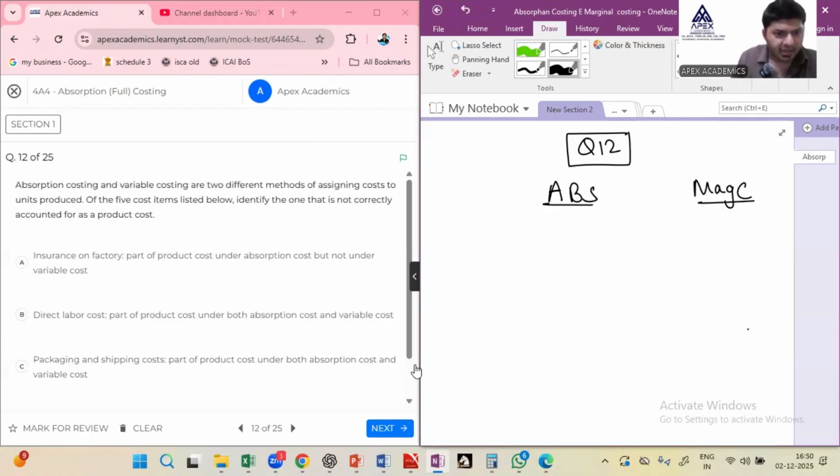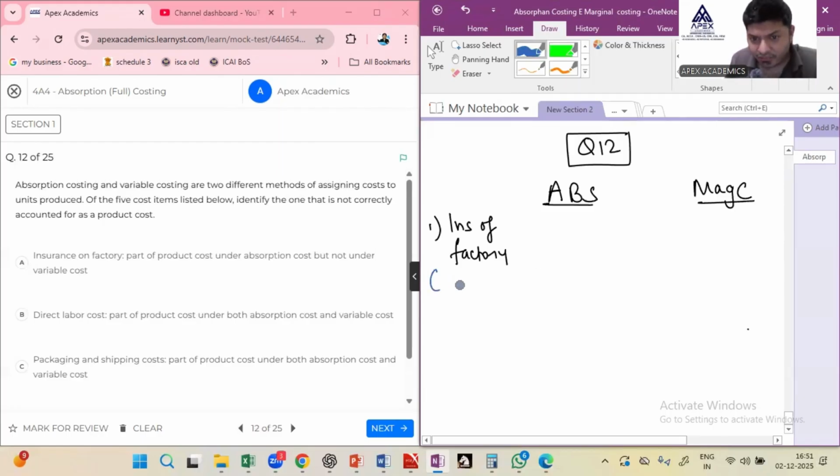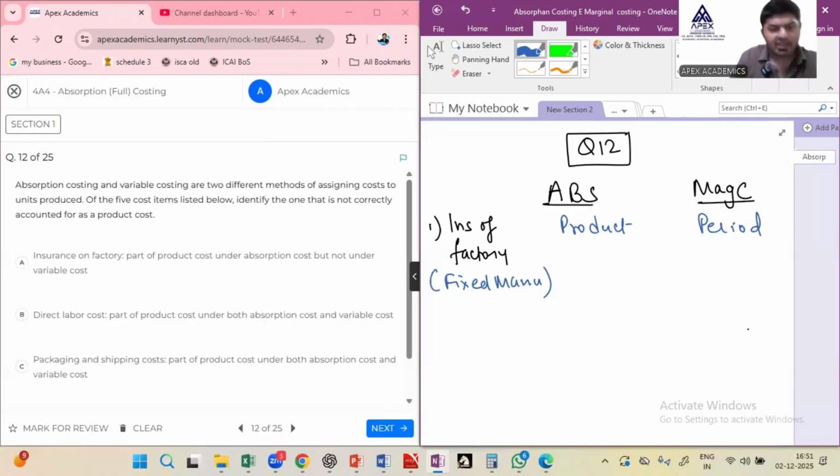Insurance of factory is a part of product cost under absorption, but not under variable. It is absolutely correct. We are talking about insurance of factory. But insurance of factory in itself, what is it? It is a fixed manufacturing cost. Fixed manufacturing cost under absorption are product, whereas under marginal they are period costs. So option number one is a correct statement. I don't see anything wrong in option number one.